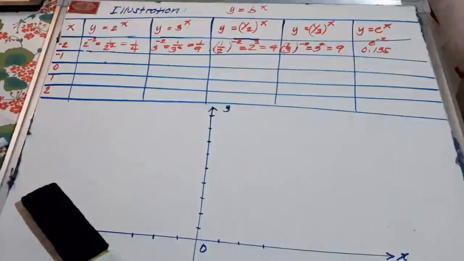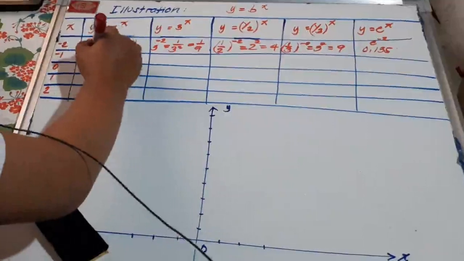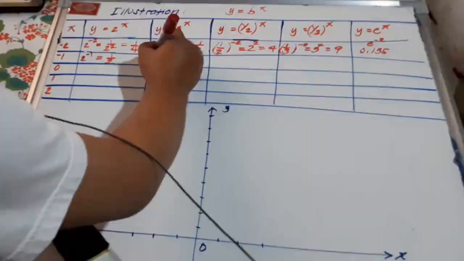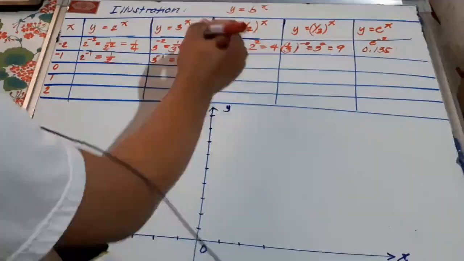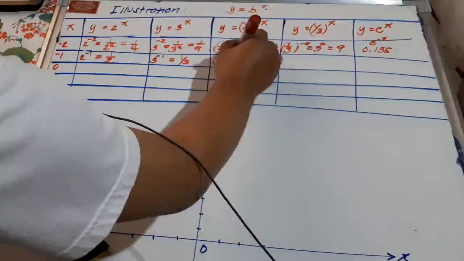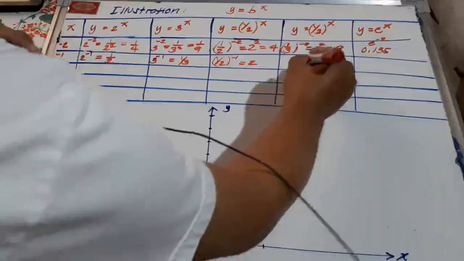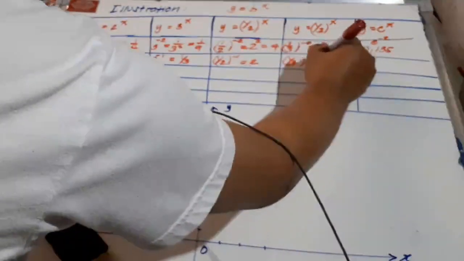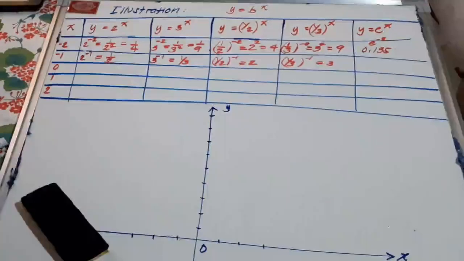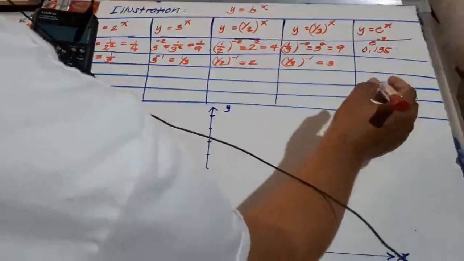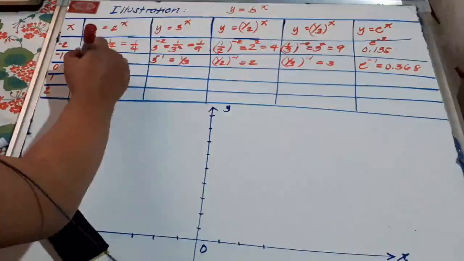Okay? Then if x is -1, we have 2 to the -1, that is equal to 1 half. Using this one, 3 to the -1, when reciprocal, that will be 1/3. From here, 1 half to the -1, that's equal to 2. And this one, 1/3 raised to the -1, that will be equal to 3 to the 1, or just simply equal to 3. Now, if x is equal to -1, again using the natural exponential function, shift e to the x, then input -1. Answer is 0.368. Okay, e to the -1 is 0.368.